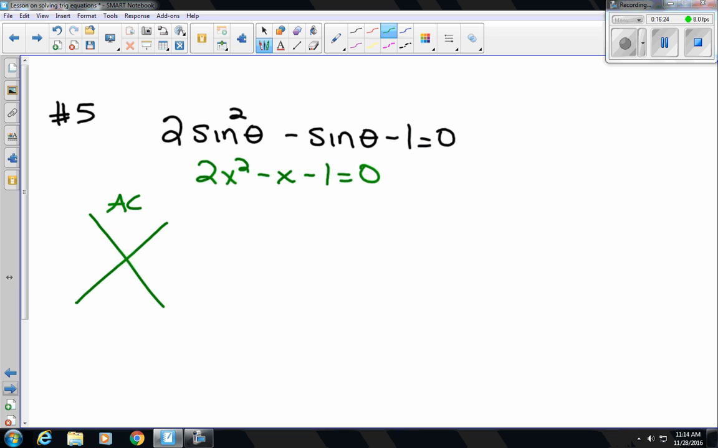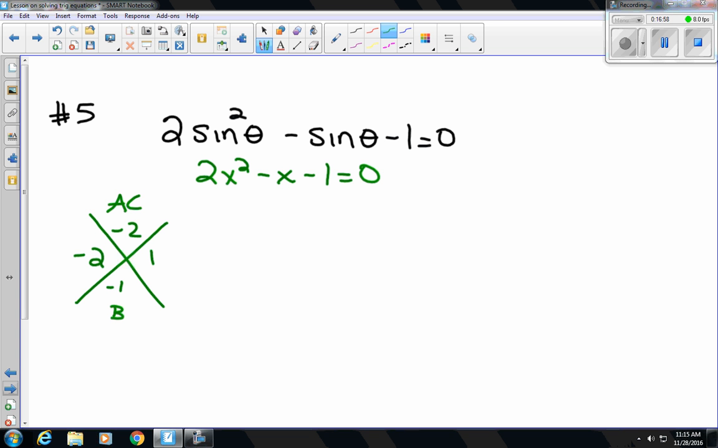In the top, we do the product AC. Well, what is AC? Negative 2. And in the bottom, we put B. What is B? Negative 1. Okay, so I need two numbers that will give me a product of negative 2 and a sum of negative 1. Negative 2 and 1. And it doesn't matter which order you put them in. So I got a negative 2 here and a 1 here.